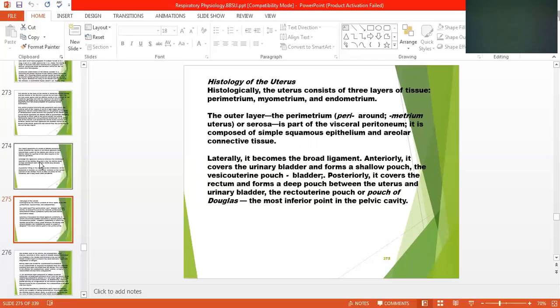Anteriorly, it covers the urinary bladder and forms a shallow pouch, the vesicouterine pouch. Posteriorly, it covers the rectum and forms a deep pouch between the uterus and the urinary bladder, the retrouterine pouch or pouch of Douglas, the most inferior point in the pelvic cavity.